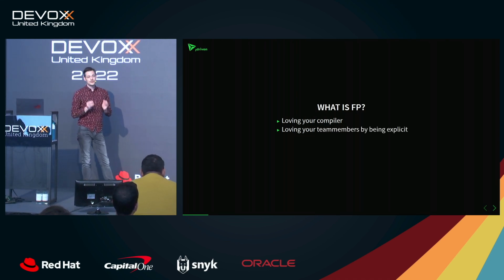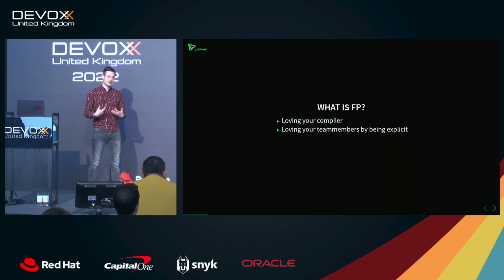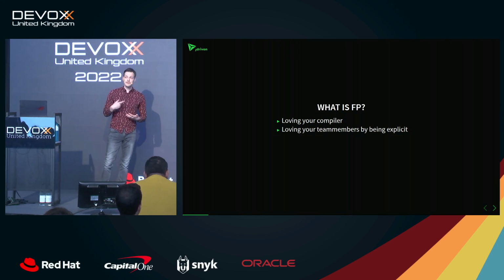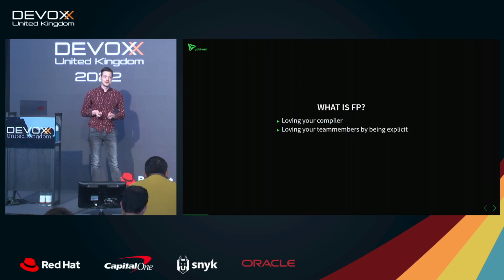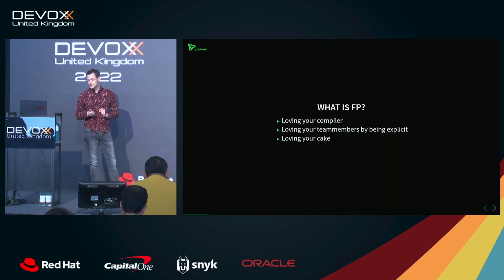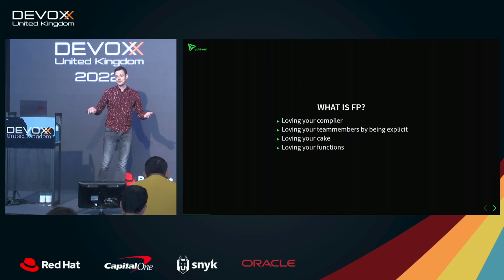It's about loving your team members by writing explicit code. It may be very obvious, but we kind of just want our code to do what it says it does. That's basically all it is. And I'll show a bit of an example of that later on. It's about loving your cake. Very important, and we'll get to that later as well. And about loving your functions, because of course it's functional programming.